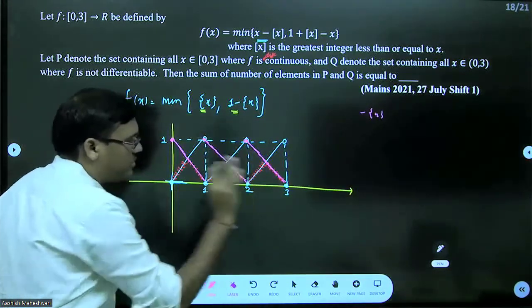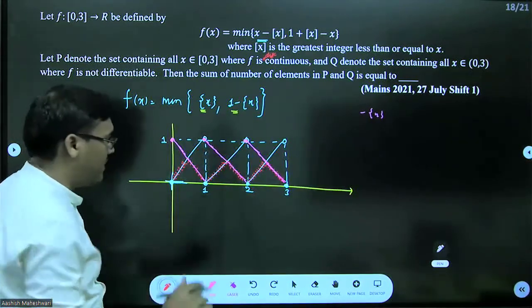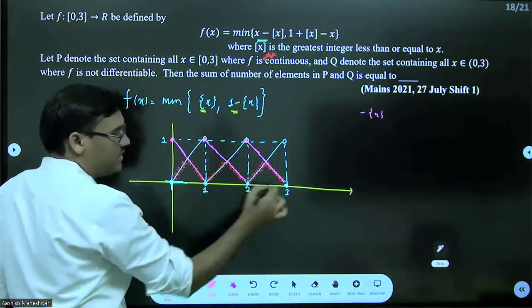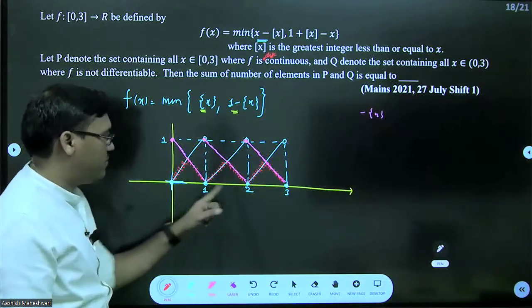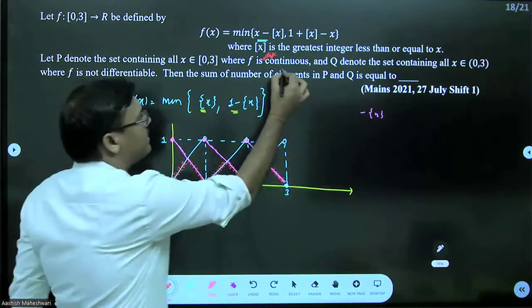So how many points of discontinuity do we have? We can clearly see there is no point of discontinuity here. Why is there no point of discontinuity? There is no break in this function. So the number of points of discontinuity is 0.